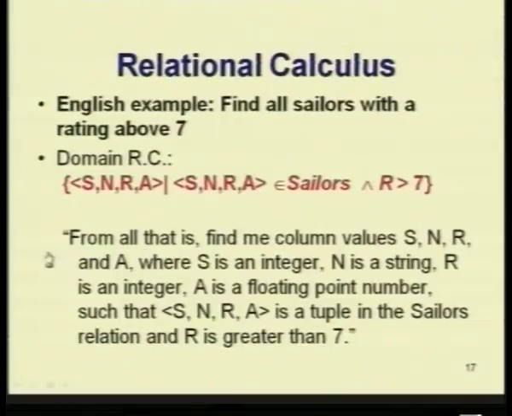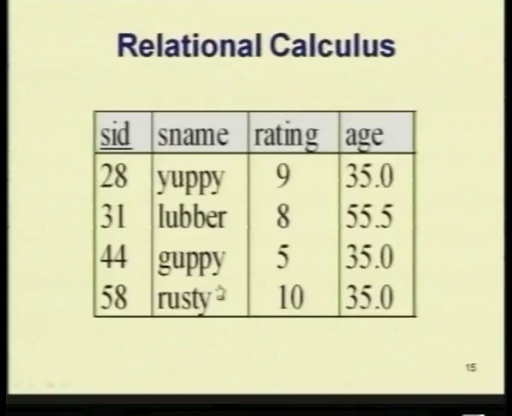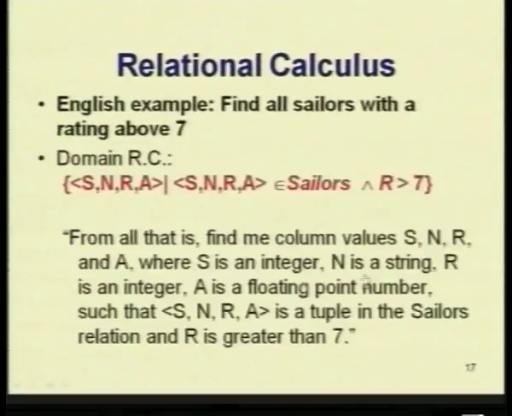So, when you say this, it means find me the column values of S, N, R and A, where S is an integer. This is specified in my definition of this relation. S is an integer, N is a string, because we are talking about domain relational calculus. R is an integer, A is a floating point number, such that (S, N, R, A) is a tuple in the Sailors relation and the value of R is greater than 7. So, all this is told in domain relational calculus.